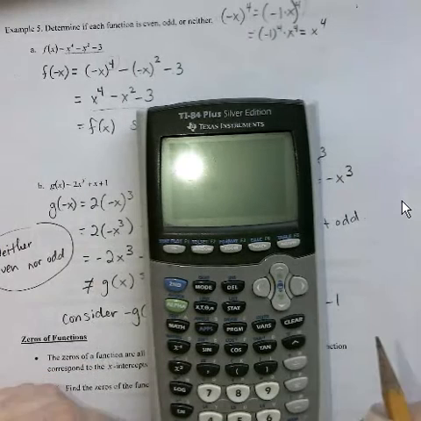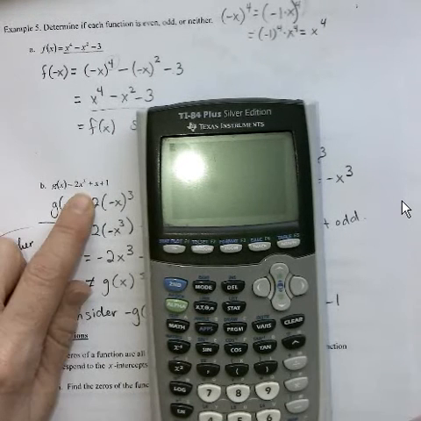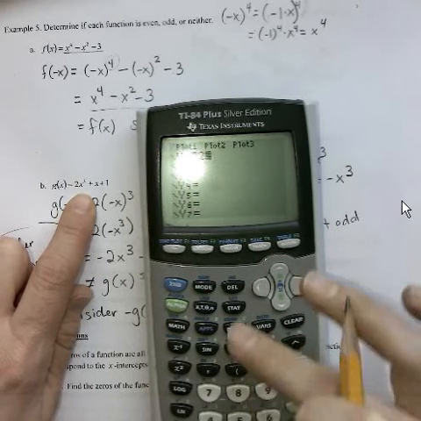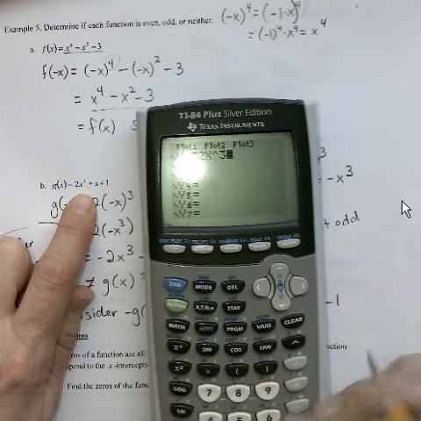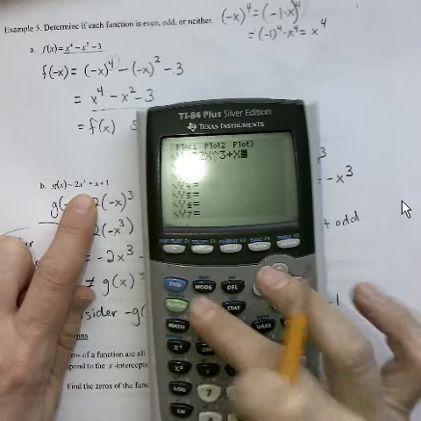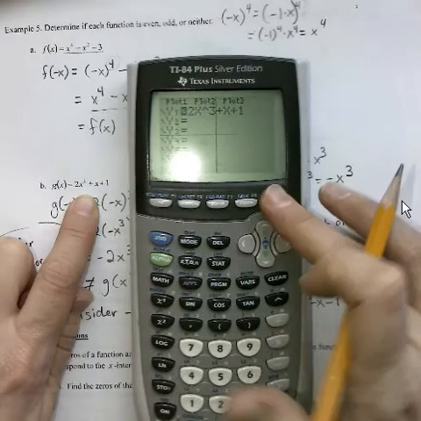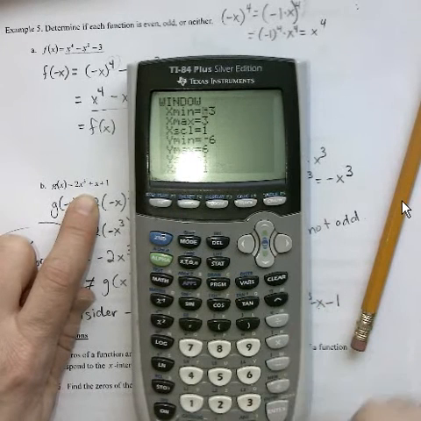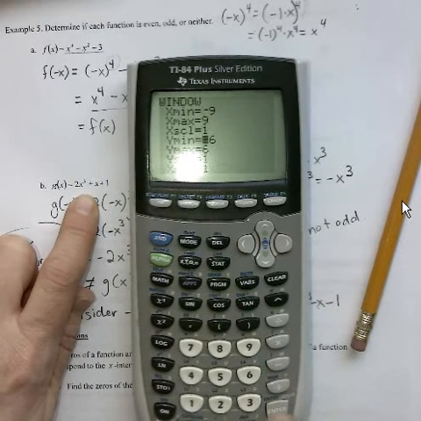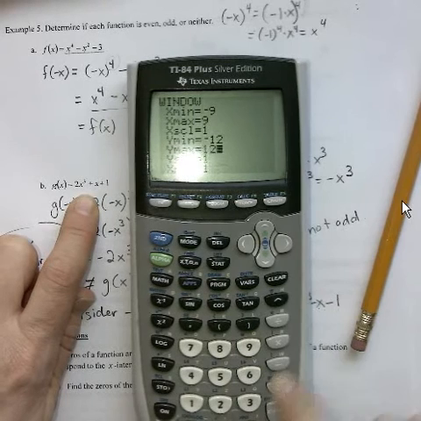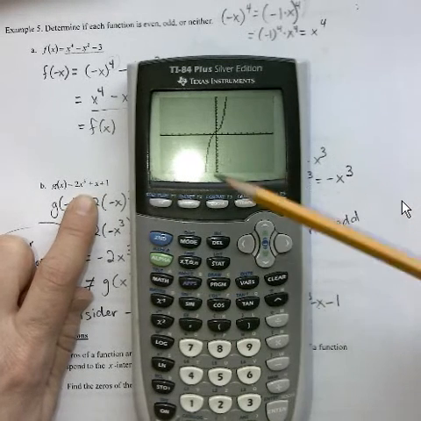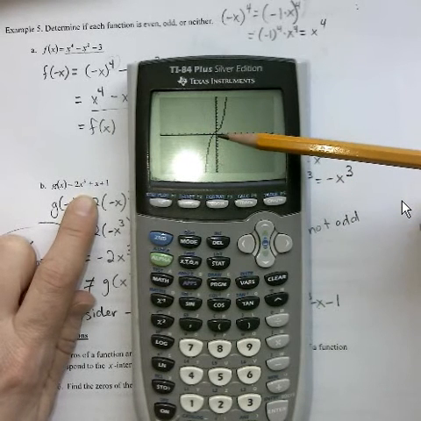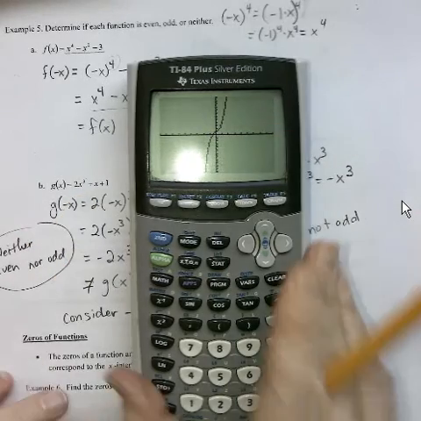Alright, oh, I was going to graph this, I'm sorry. So y equals 2x cubed plus x plus 1, graph. Okay, let's change the window. There we go. It's kind of similar to that first one I showed you that was odd, but it's actually off. It doesn't go through the origin, and so you don't have that rotational symmetry. So this one is neither even nor odd.